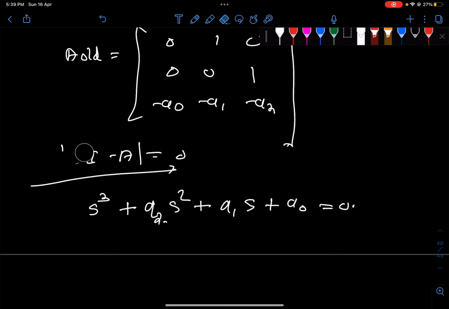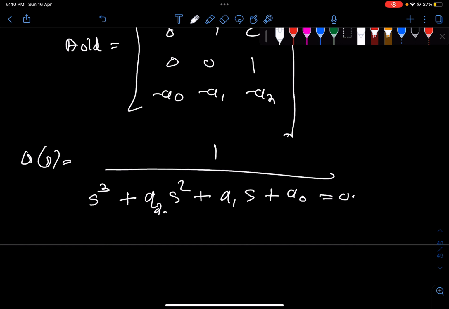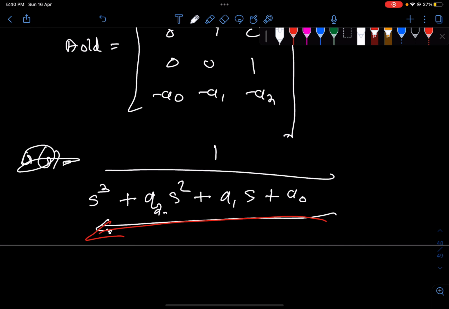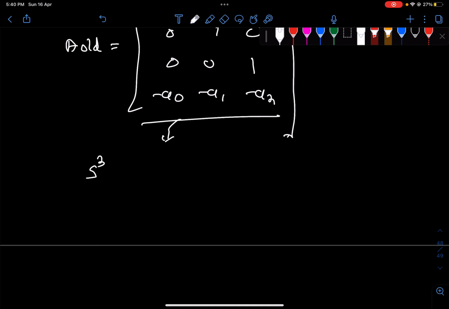Just think how I write it down. If the transfer function has a denominator like this, I told you to take the reverse manner, then construct the table: 0 1 0, 0 0 1. Then take it the opposite way and fill up the last row, so the initial row is minus a0, minus a1, minus a2. So what does your characteristic equation look like? That's very easy. From the last row, you take s cube, and reversing again, s cube plus a2 s square plus a1 s plus a0 equals 0.